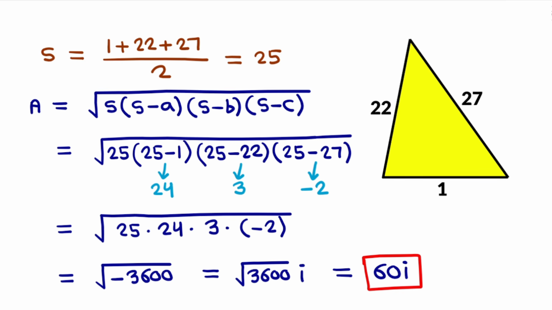A triangle that cannot exist in ordinary geometry produces an imaginary value when we force its side lengths into the formula. So the real lesson isn't that an impossible triangle has a physical area of 60i. It's that the algebra is revealing exactly where the geometry breaks down. Sometimes a strange answer isn't a mistake, it's a clue.